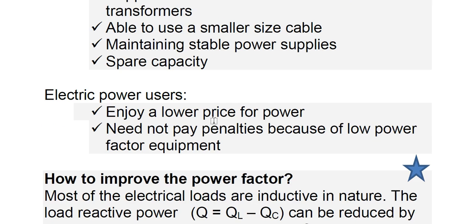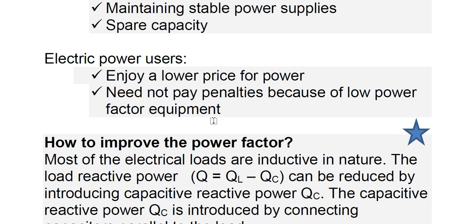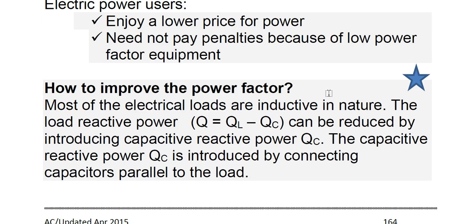Now, electrical power users, on the other hand, like Ngee Ann Poly, and we are of course small users, so we may not have the impact, but users like Ngee Ann Poly will enjoy a lower price for power because they pay less for the power factor charge. Lower price means basically a reduced penalty for low or poor power factor equipment.